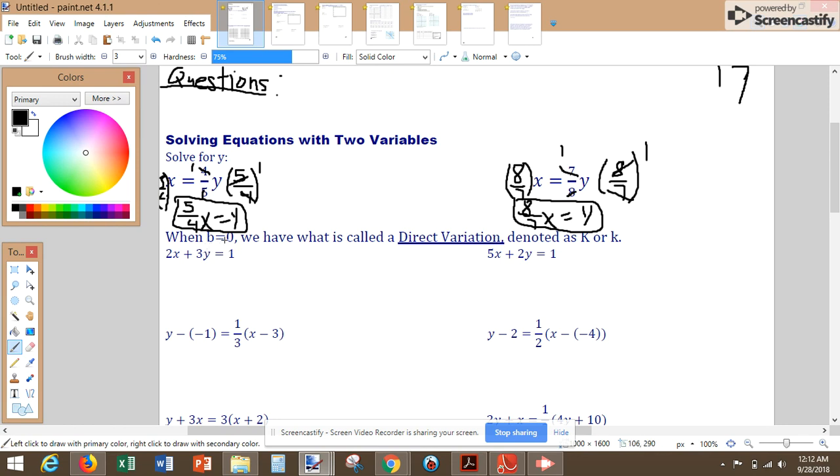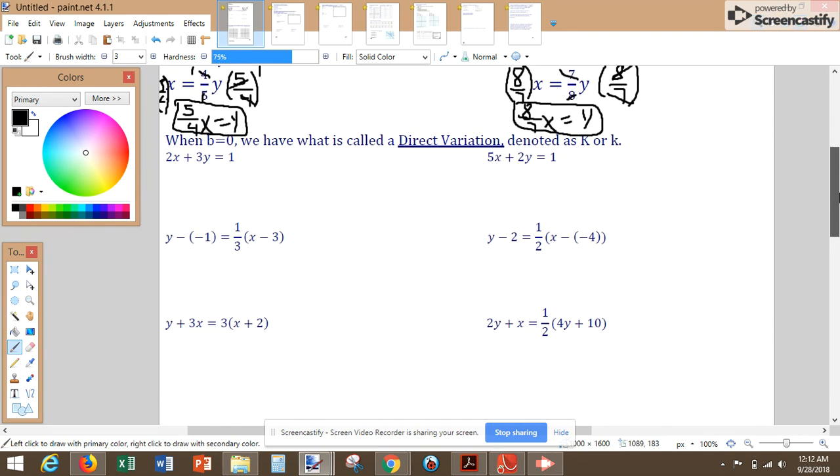When b equals 0, we have what is called a direct variation. It's denoted as a capital K or a lowercase k, usually. So let's try a few more examples. We have 2x plus 3y equals 1.